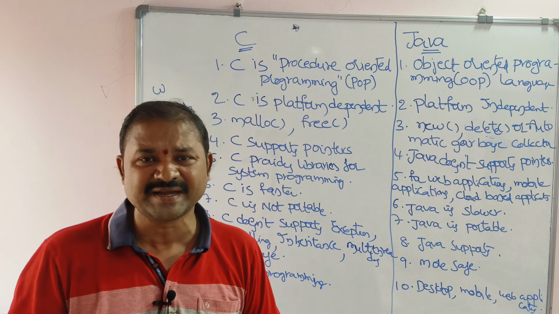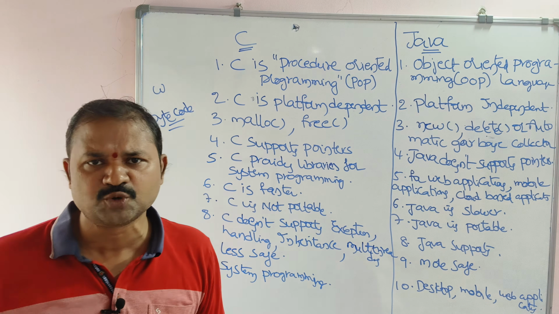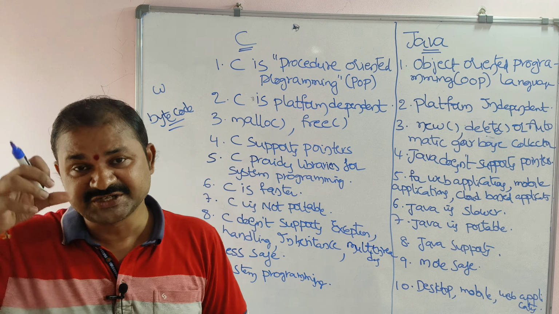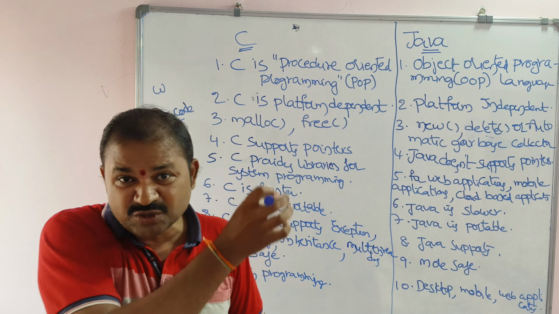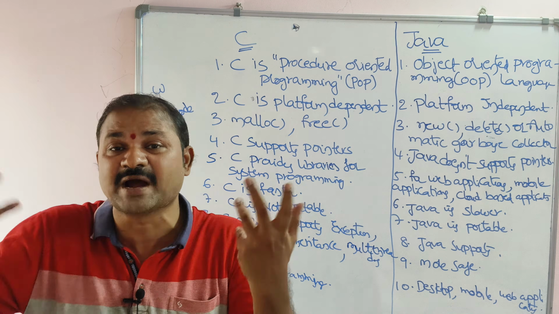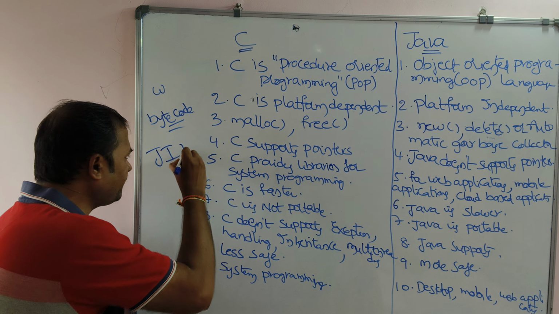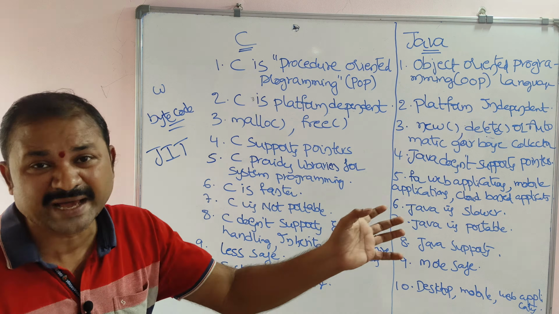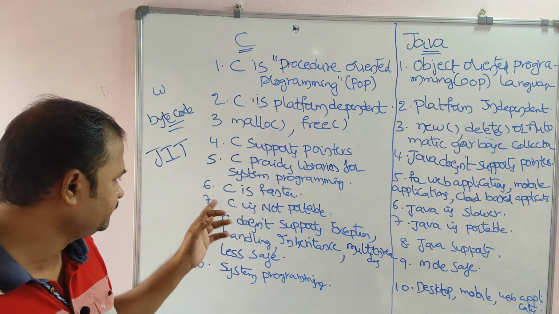Why? Because in Java what is happening? The compiler is translating the source program to bytecode. Next the JVM comes into the picture. The JVM executes that program with the help of the just-in-time compiler. We have a compiler called JIT, just-in-time compiler, in order to improve the efficiency. So for that it will take more time than C.